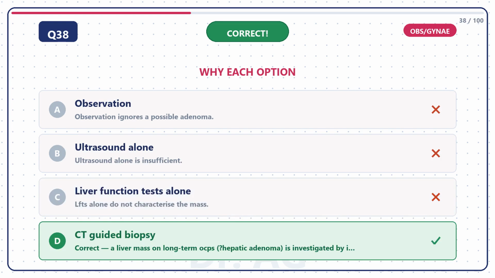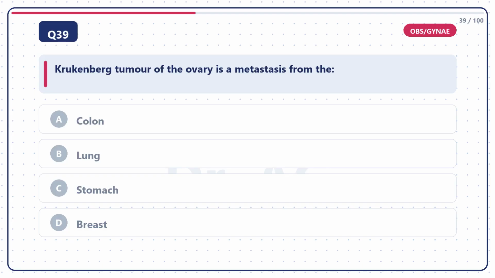Correct. A liver mass on long-term OCPs, hepatic adenoma, is investigated by imaging with CT-guided biopsy. So, the right answer is option D. CT-guided biopsy. Question 39. Krukenberg tumor of the ovary is a metastasis from option A. Colon. Option B. Lung. Option C. Stomach. Option D. Breast.